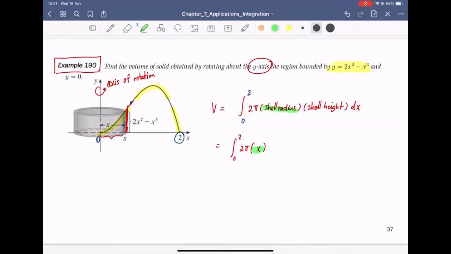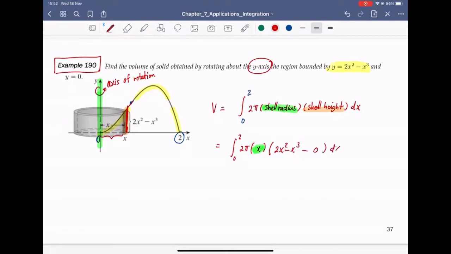The shell radius is going to be something different than x when you move the axis of rotation to something other than the y-axis. We're going to have examples soon. Let's suppose I move the axis of rotation to x equals -1. Then the shell radius is going to be x plus 1. So the shell radius is usually x, but if you move the axis of rotation, you have to figure it out again. For this question, easy, x. And the shell height is going to be this line: the top one is 2x squared minus x cubed, the bottom one is 0.